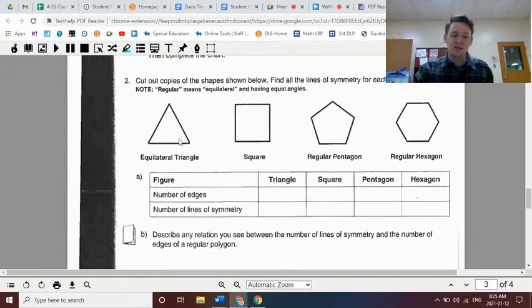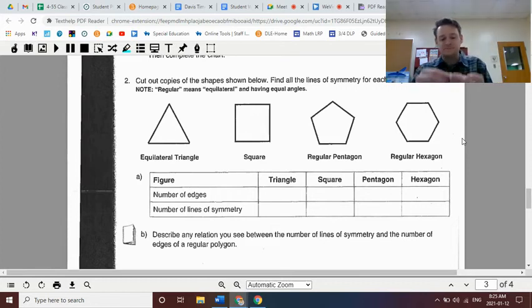All right, and the last question here, different shapes to trace and cut out. One of them is a regular pentagon. These are all regular shapes, meaning that they have equal angles and equal side lengths. So first it wants you to know the number of edges, so number of sides. A triangle has 3 sides. A pentagon has 5 sides. Pentagon is the shape that I'm cutting out here. And I want to see if I can figure out how many lines of symmetry this shape has.